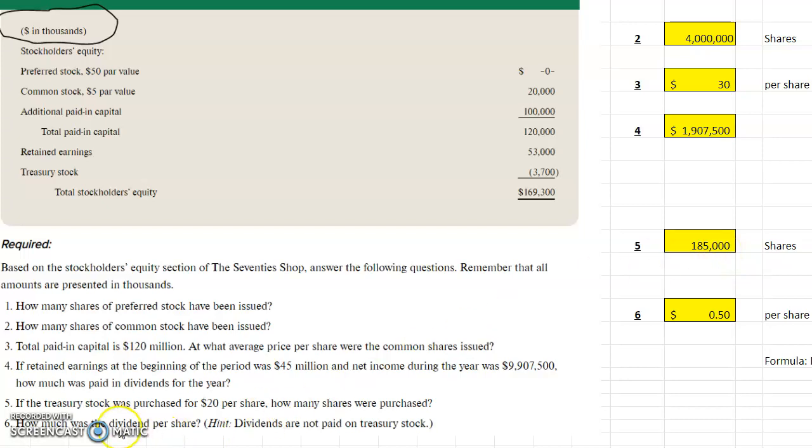Okay, last one, how much was the dividend per share? They give you a hint, dividends are not paid on treasury stock. So we're going to look at how many shares we have that were not treasury stock, and look at the amount of dividend, and with that we come up with 50 cents per share.